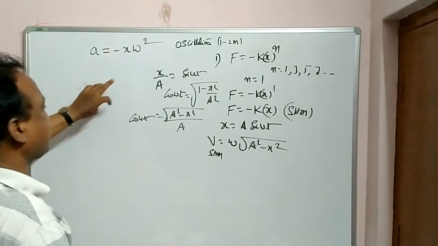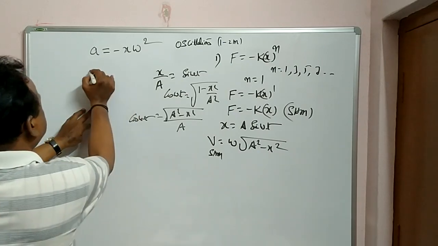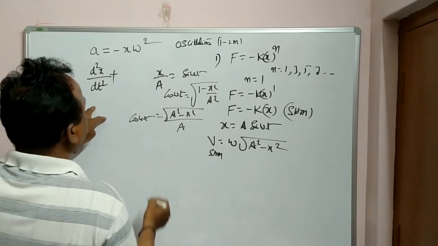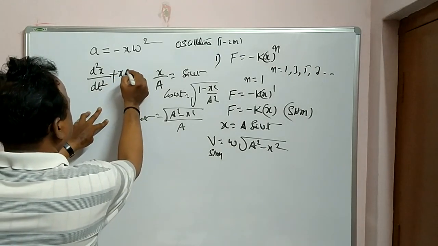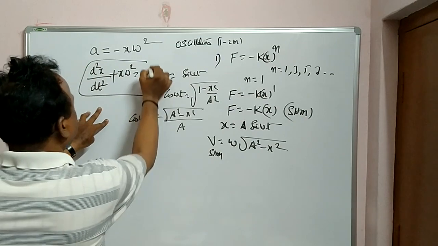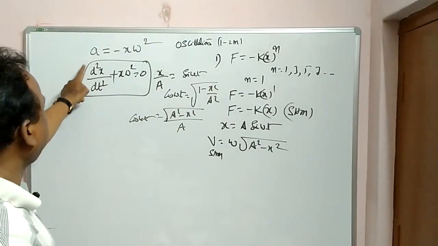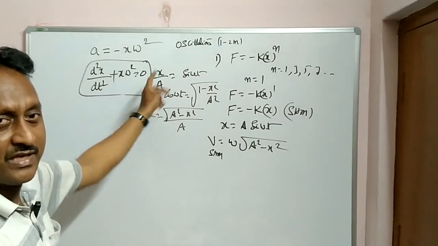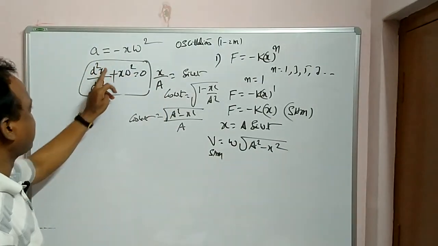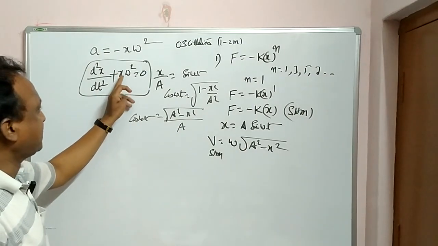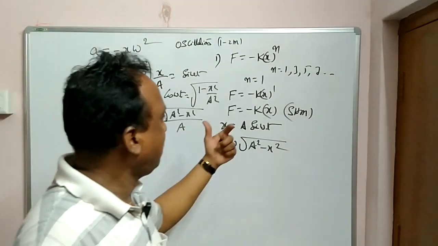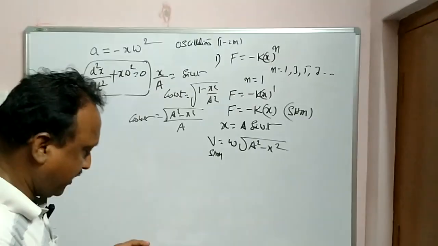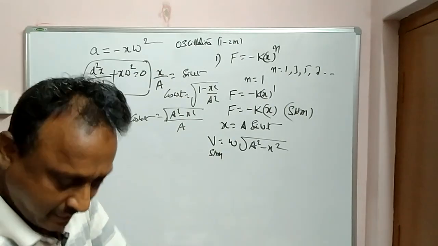And also the differential equation we have just done. d square x by dt square plus x omega square is equal to 0 in x direction. In y direction, d square y by dt square plus omega square y is equal to 0. In z direction, d square z by dt square plus z omega square is equal to 0. So these are the things we have learned up to this junction. Now what we will do is, we will go still further.